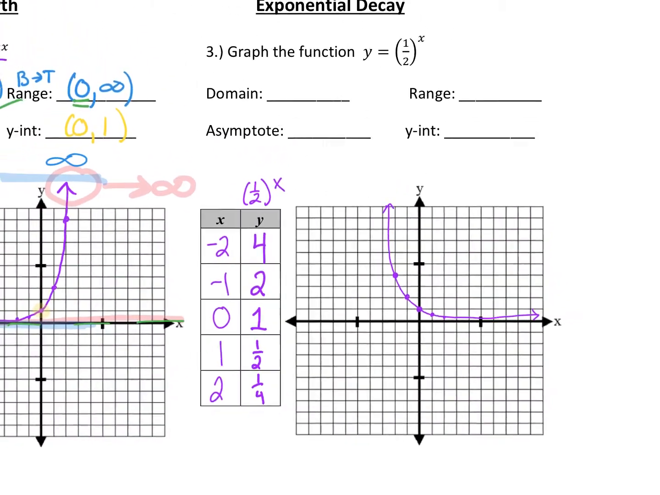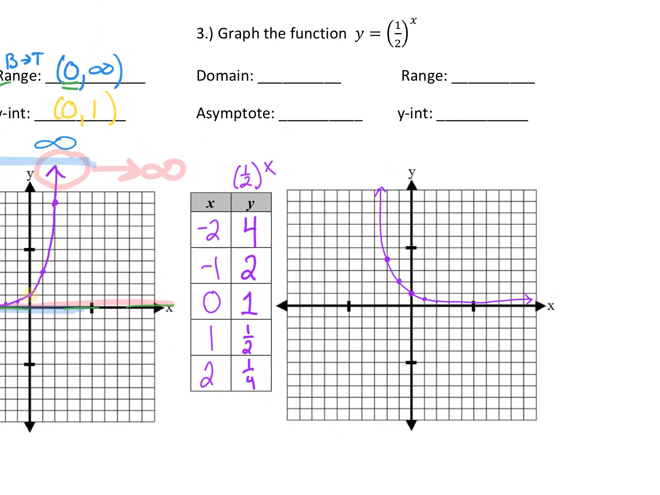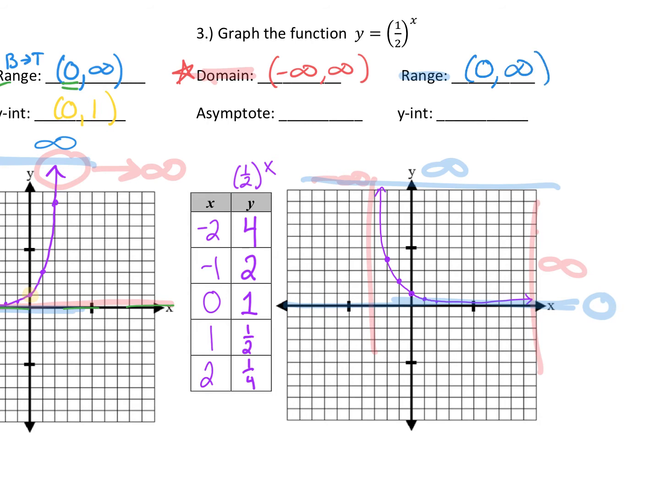All right, now that I've plotted the points, I'm going to do my domain and range. So again, my domain is my x value, so it's going to be left to right. Well, the left side, although it's pointing up, it's also pointing left, so it's going -infinity to infinity. And like we said for the last one, the domain for every single exponential is going to be -infinity to infinity. My range is my y value, so we're going to think bottom to top. Again, the bottom here is approaching 0. My top here is going towards infinity. So my range is going to be 0 to infinity.